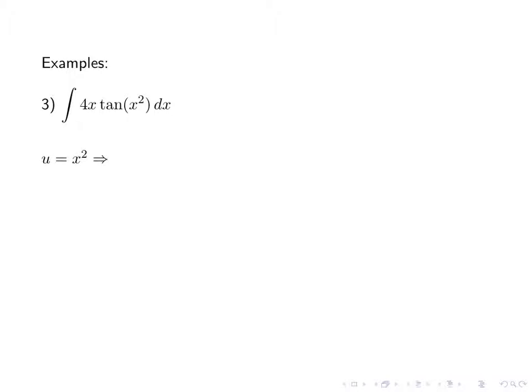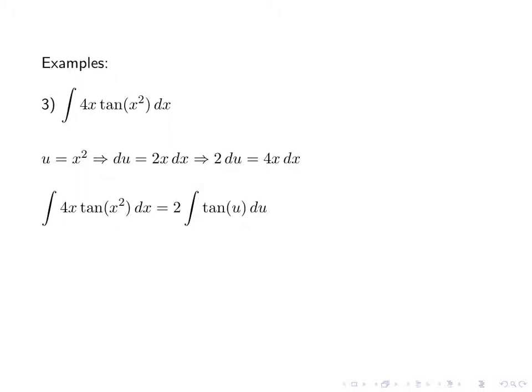Again, we have a composition, a function of a function. So u is going to be that inside function, the x squared. So du is 2x dx. And instead of dividing by 2 to get rid of the 2, we're going to multiply both sides by 2 so that we get the 4x that we have over here. We just multiply both sides by 2 and get the 4x right away.